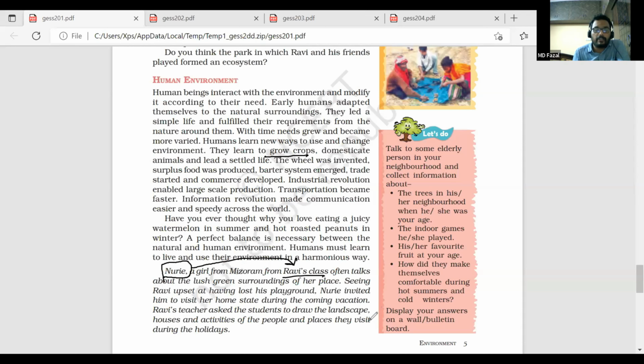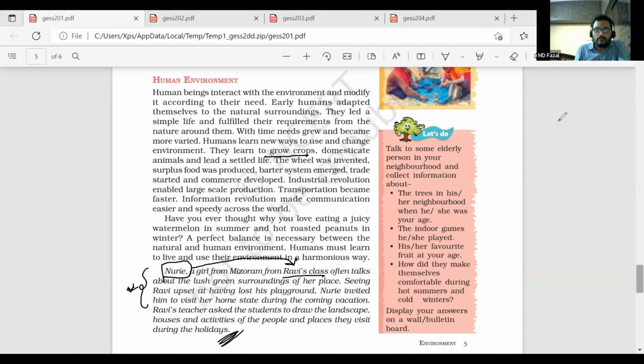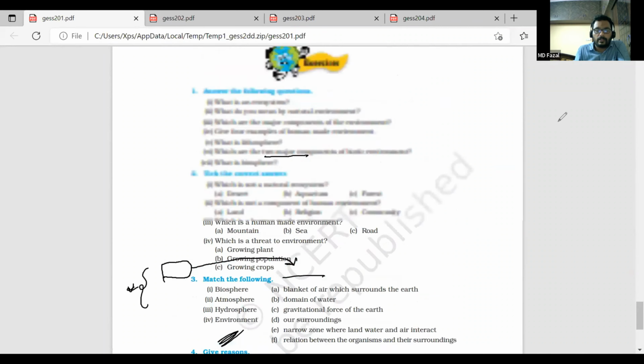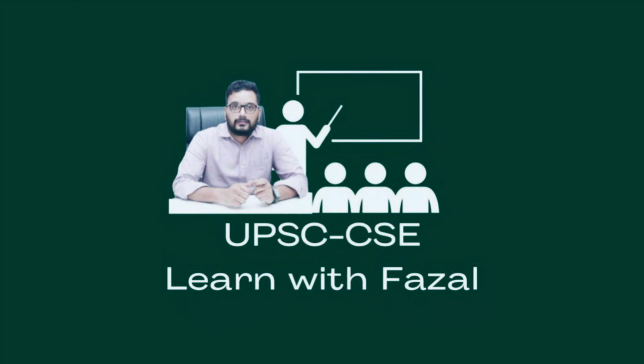During the coming vacation, no one has invited me, neither my students to their village, to their hometowns, to their places, etc. Ravi's teacher asked the students to draw the landscape, houses, and activities of the people and places they visit during the holidays. This is not needed for you because these are the kind of things which will be covered as part of your basic books.